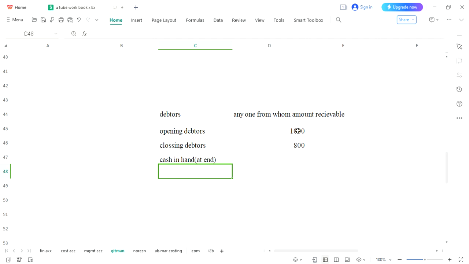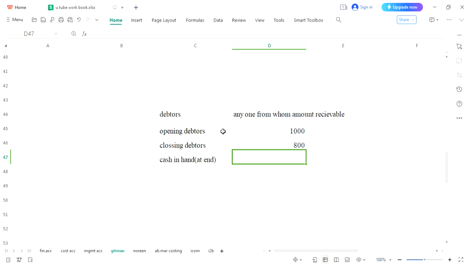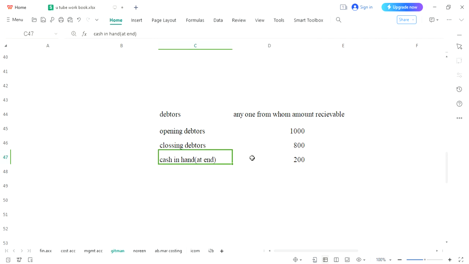So understand again. At the start, 1000 was the amount which was receivable. At the end of the period, you have 800 worth of amount which is still receivable. I'm using the word still. It means where 200 had gone, we will automatically understand that 200 amount has been received. So the difference of opening and closing debtors, 200, is the cash which is in your hand. So I'm very hopeful that you people have understood.